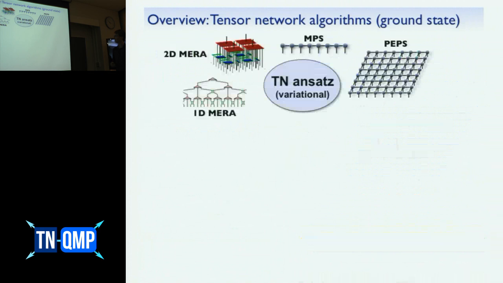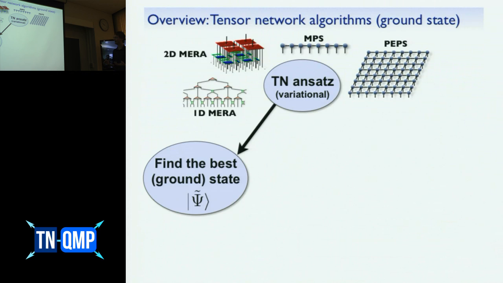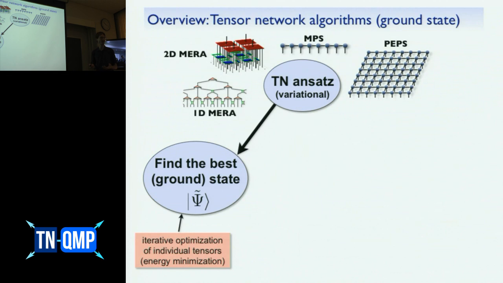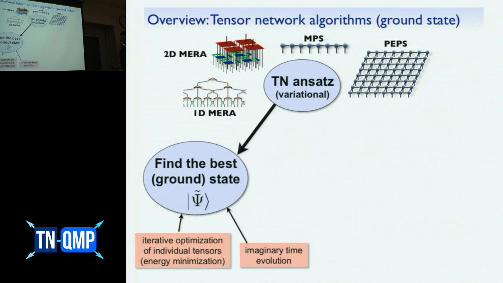Okay, so we have discussed the ansatz, right? As mentioned before, there are also different tensor network ansatz. And now we're also going to discuss the actual algorithms, right? And we're going to talk about ground state algorithms. So essentially there are three steps. You start from some ansatz, which is a variational ansatz, so it will always give you an upper bound to the true ground state energy. And then the next step is to actually find the best variational parameters so that you have the best approximation to the ground state of some given Hamiltonian. And most commonly this is done by doing some sort of energy minimization, like in DMRG, or by doing an imaginary time evolution. And I will go more into the details of these methods in the lecture tomorrow.